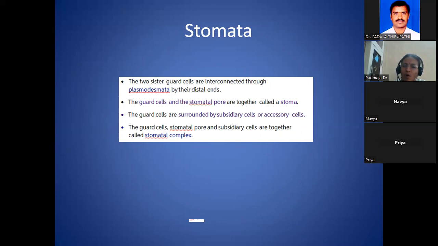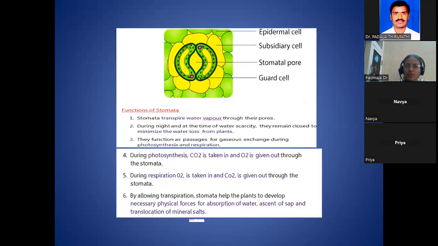The opening of the stomata is called the stoma. So all these structures are called the stomatal complex. If you see the diagram of a stomata, the green cells are called epidermal cells, and these are the surrounding guard cells. The guard cells are surrounded by the subsidiary cells, and inside, the kidney-shaped cells are called the guard cells, and they also contain chloroplasts, and the vacuoles are seen here.